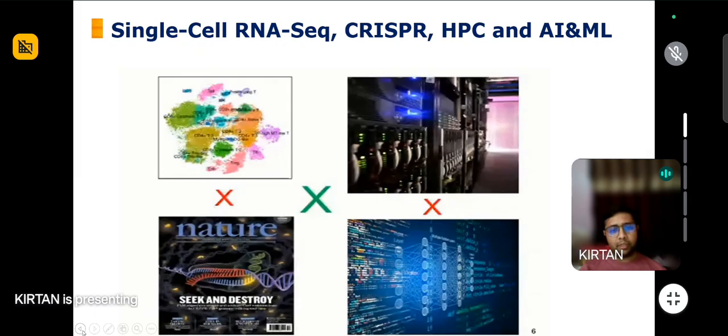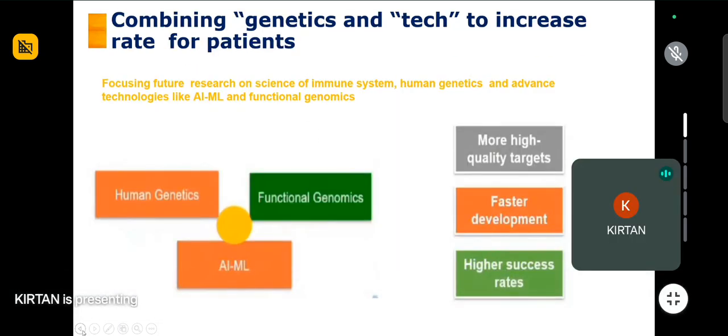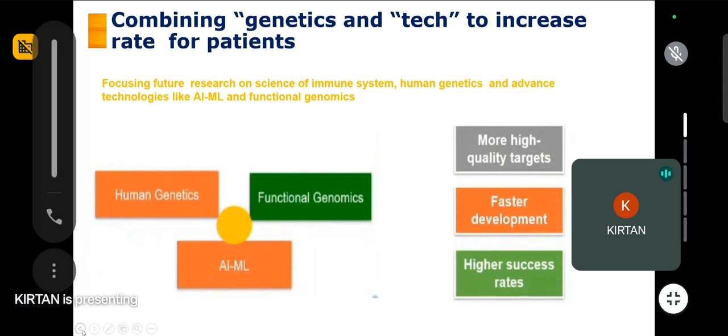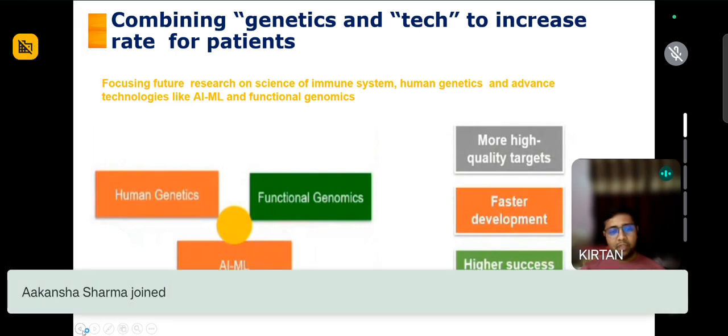At the transcriptome level, if they are very efficient, they can go on to genome assembly and focus on the futures, like how the immune system, genetics, advanced technology, AI/ML, and functional genomics work. These three things are combined nowadays in bioinformatics.